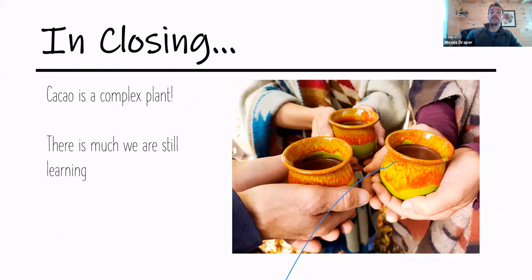So in closing, what I love about cacao is its complexity and that there's still so much that we're learning about it. It's like a rabbit hole, and every time I dive into it, I learn a whole lot more and realize how much is still to be learned about it, from its history, its makeup, its benefits, and it's a fascinating plant.